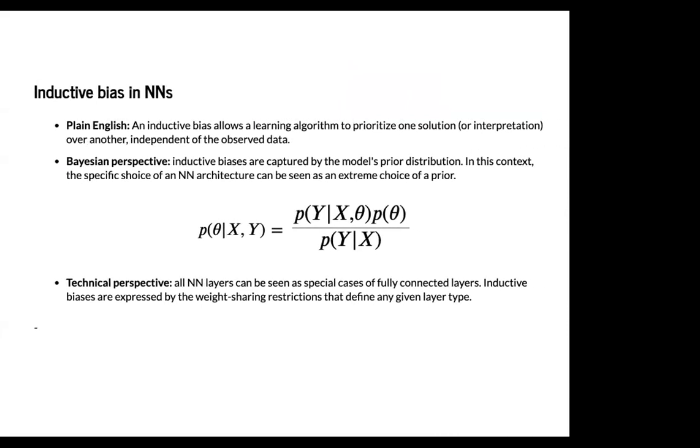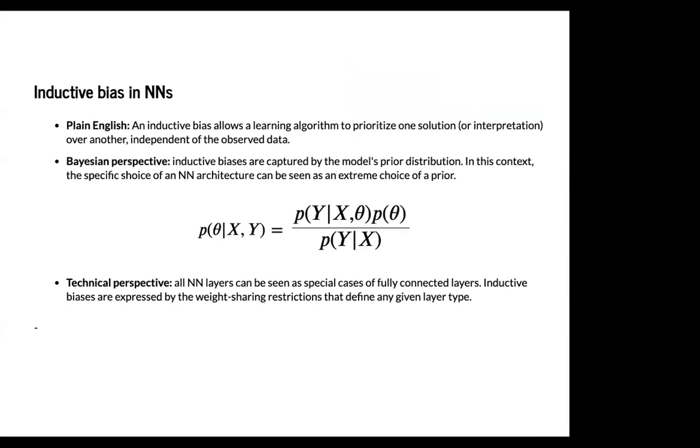But just to summarize this introduction, what I would say is that when you start to choose specific forms of neural network architectures, this is a way that you're able to embed explicit forms of inductive bias.